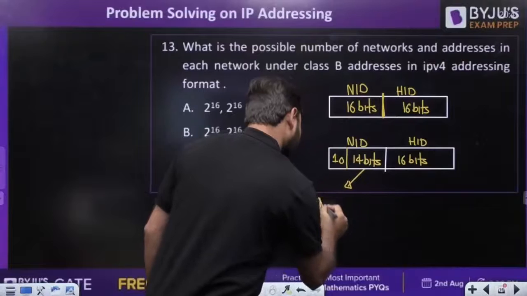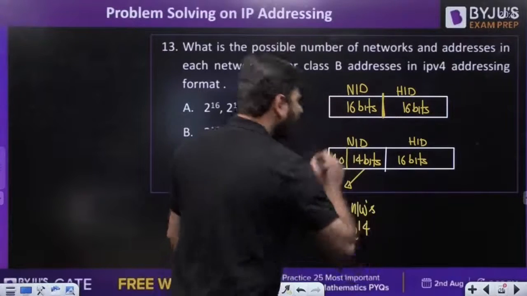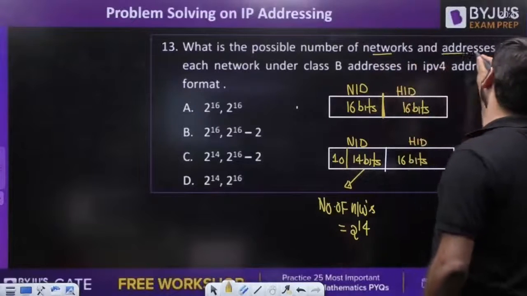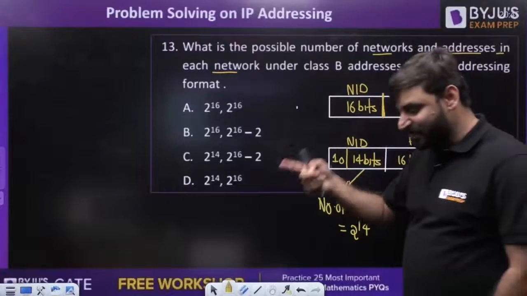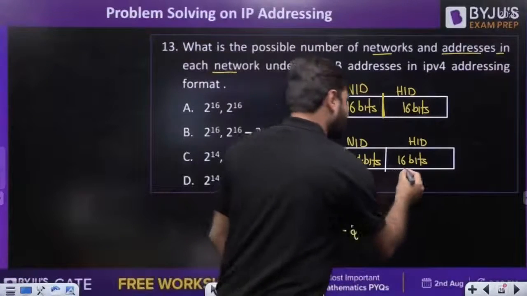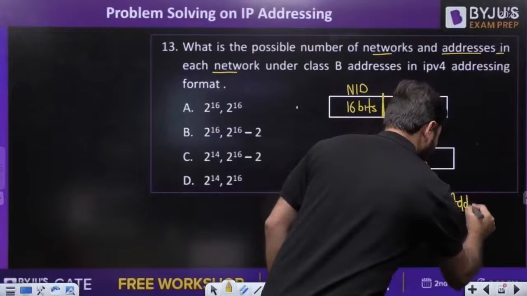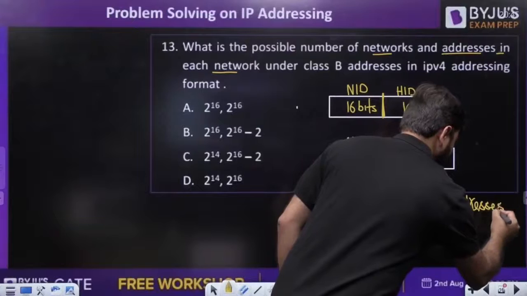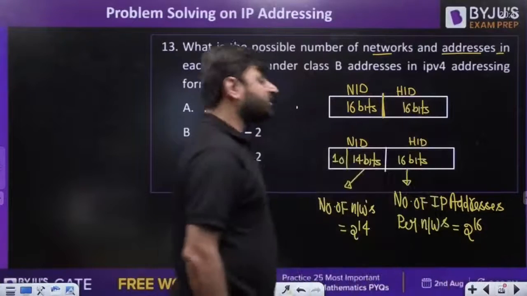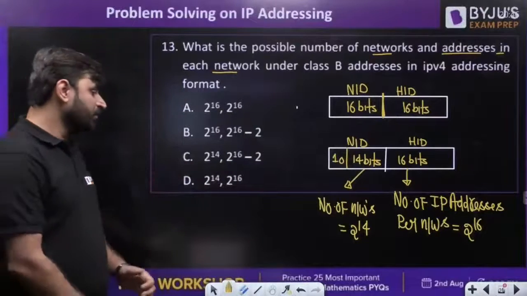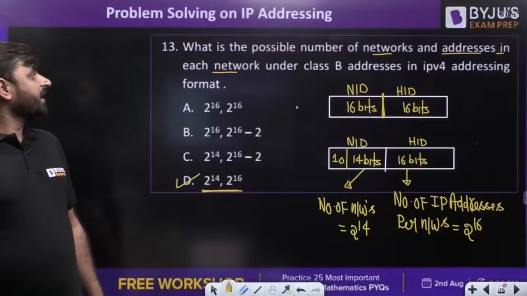So the number of networks will be 2 power 14. In this question they are asking the number of networks and addresses in each network. They are not asking hosts in each network. They are asking addresses, which means IP addresses. So from the 16 bits, the number of IP addresses per network is 2 power 16 only. If they asked for the number of hosts, the answer would be 2 power 16 minus 2. So the correct answer for this question will be D. Is it clear to everyone? So I can move to the next question.